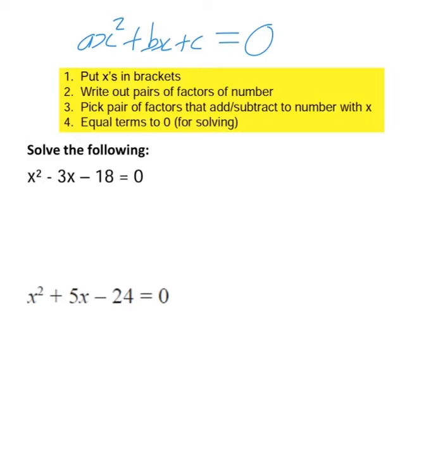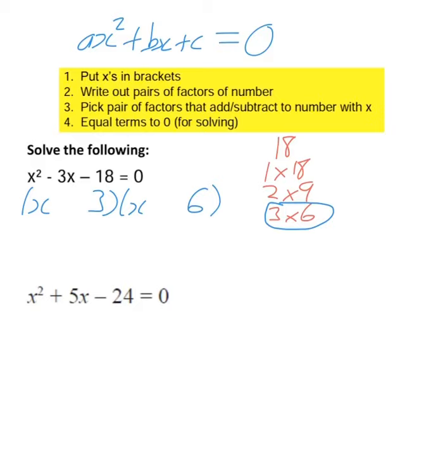So let's try the first one here. The first thing we need to do is put the x's in brackets. It's x squared, so there's 2 x's. Then I'll write out the pairs of factors of the number at the side of my page. So it's 18, so I can have 1 times 18, 2 times 9, 3 times 6. Now, I'm looking for the pair of factors that will add up to or subtract to the number with x. So you can see the number with x is minus 3, and to get that, I can use 3 and 6.